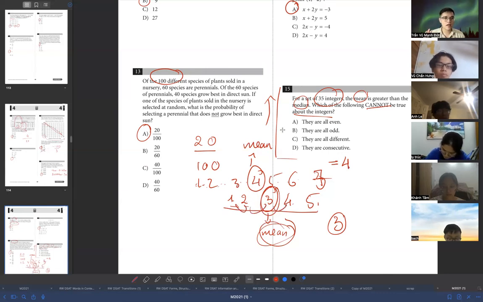So you don't have to remember every single rule about a set of numbers. You can just remember to take your own examples. If you encounter a difficult question, you just give yourself some examples and you can generalize it to the bigger population. So I just gave two examples and I can confidently choose D.